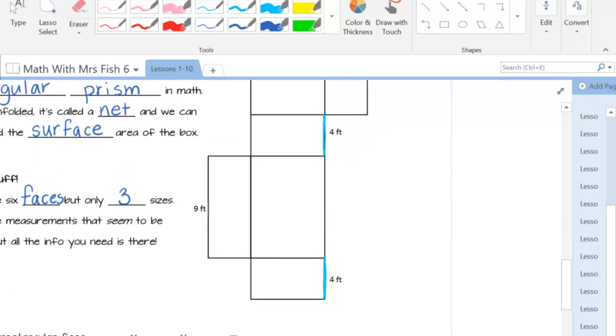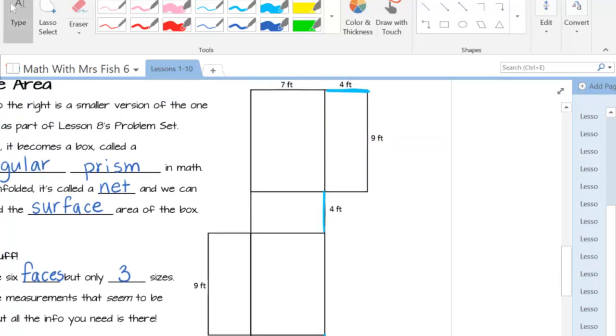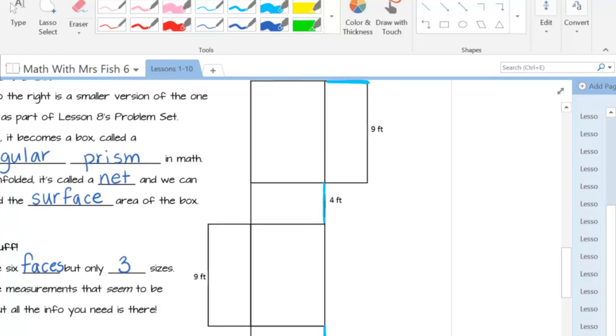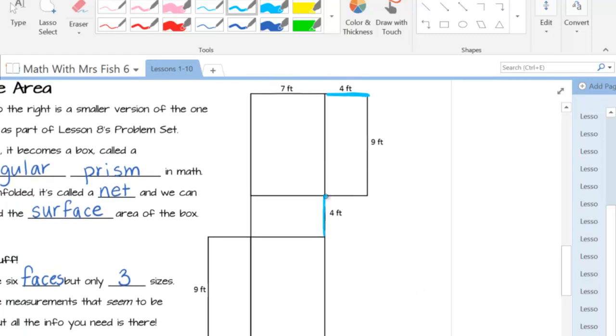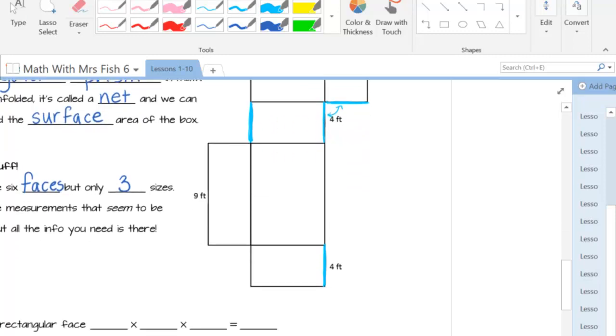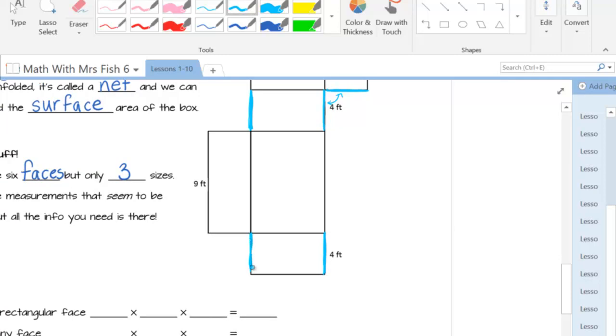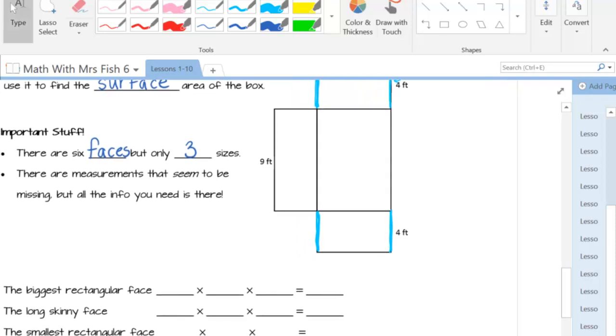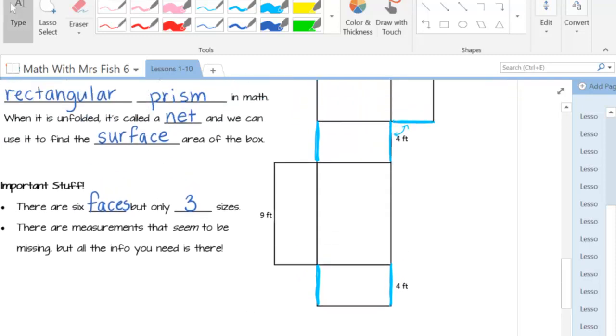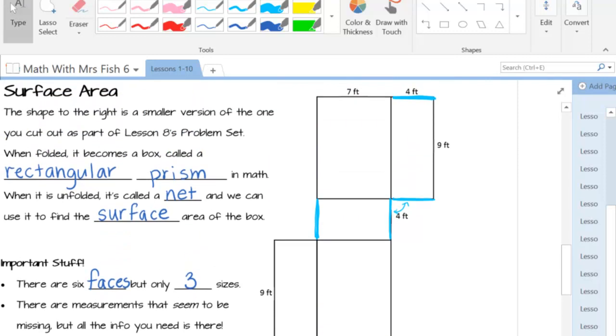In playing around with the net, the one that you cut out and folded, and you'll get a chance to fold this, you're going to see that these sides are going to come together when you fold it up, and so they're actually the same length. So this one is 4 feet. This one is 4 feet, and that's because this rectangle, the two sides are going to have the same length. And this one is 4 feet. This is actually, well, no, I'm going to get ahead of myself here, and I don't want to do that.